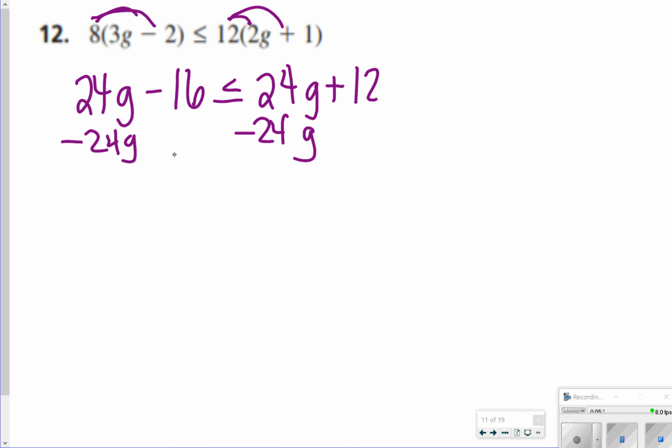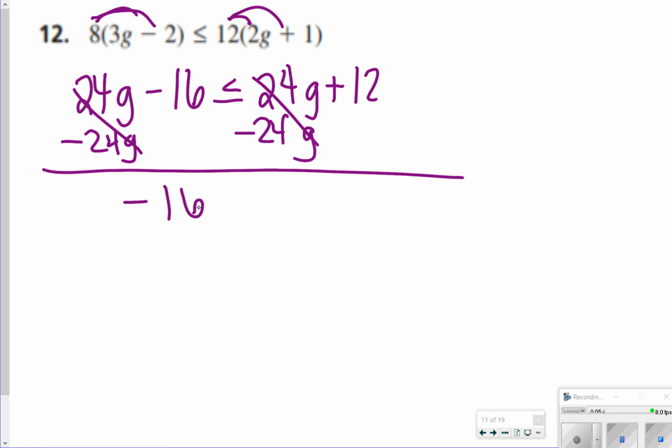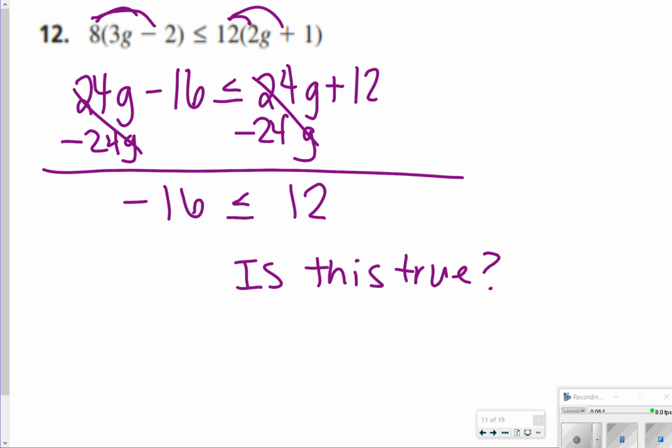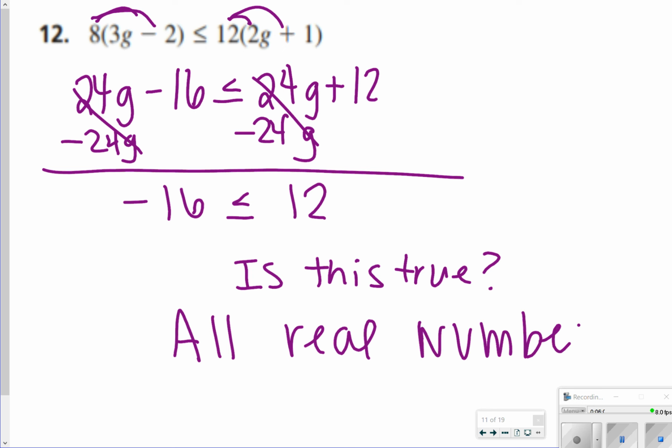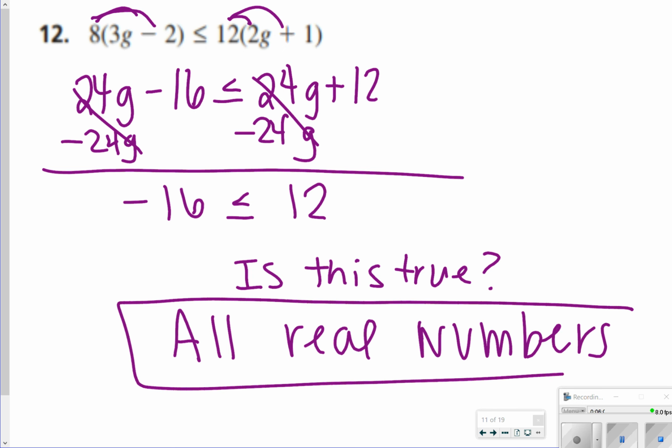And then remember we talked a little bit about this in one of our lessons. Both these 24g's are canceling, so I'm going to get negative 16 is less than or equal to 12. Okay, for number 12, you've got to ask yourself, is this true? Negative 16 is always going to be less than or equal to 12. So what we can say for number 12's answer is all real numbers, because it is true.